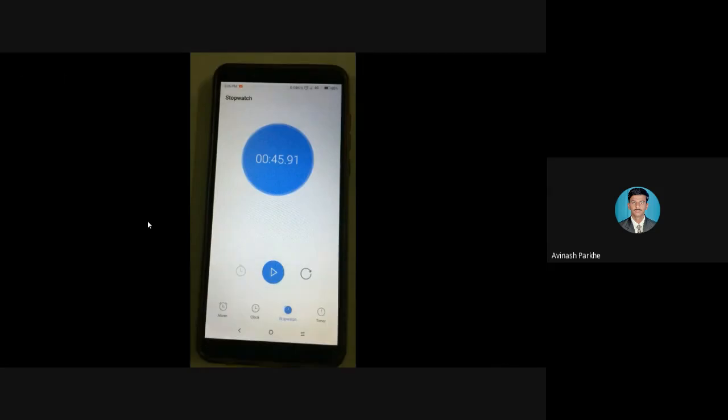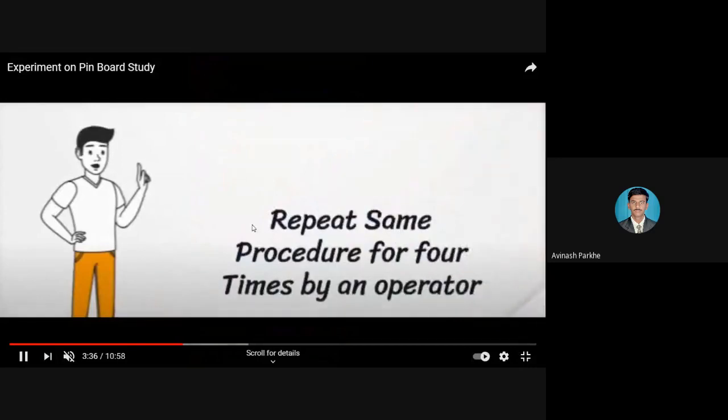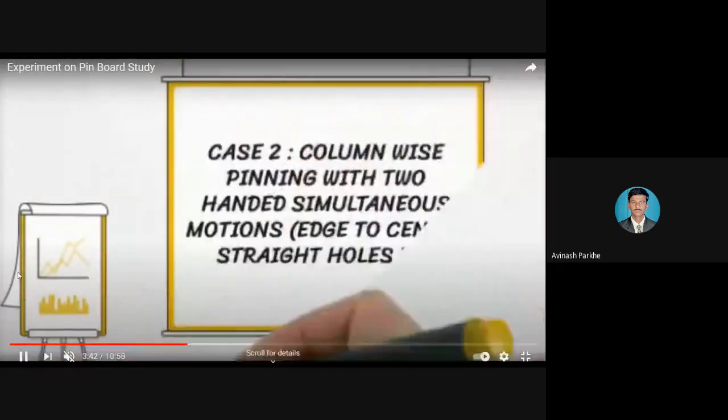Where I am using the single hand. The same process we have to repeat as per convenience. You have to repeat that particular process 4 times. In the experiment, I have repeated it 5 times.